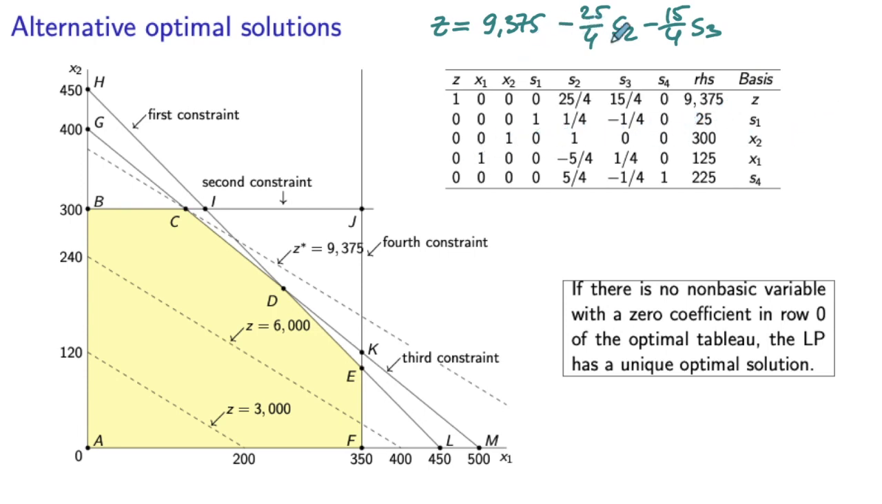So therefore, whenever I have all non-basic variables with positive entries in row 0 of the optimal tableau, this guarantees that the optimal solution is unique. All right. And the only possibility for an alternative optimal solution that we can have is when at least one of the row 0 coefficients for non-basic variables would be 0. So let's consider this possibility.